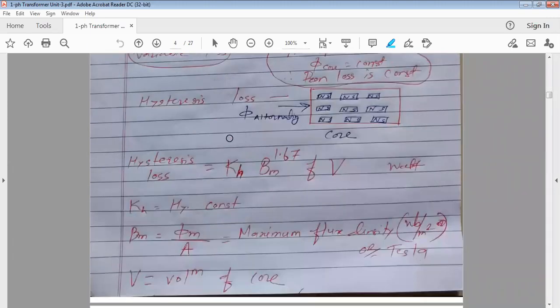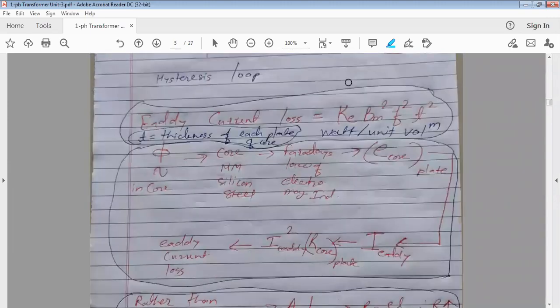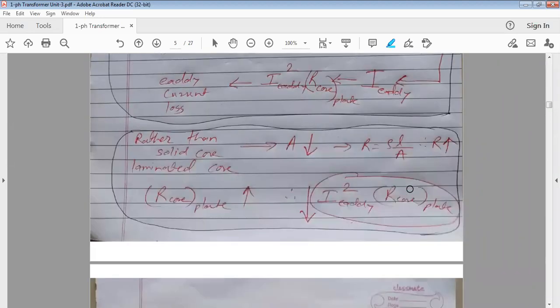What is the formula for hysteresis loss? What is the formula for eddy current loss? Keep it in your mind, because questions are also based on the formula. Which one is the correct formula? Okay. Is this clear about the losses?